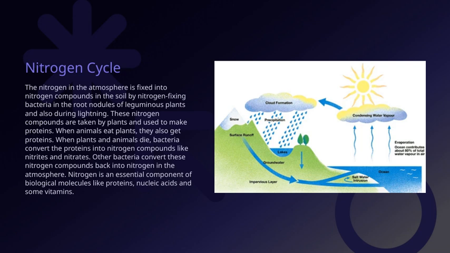When plants and animals die, bacteria step in again, breaking down proteins into simpler nitrogen compounds like nitrites and nitrates. Other bacteria then convert these nitrates back into atmospheric nitrogen, completing the cycle. This entire process highlights how nitrogen is constantly recycled in ecosystems, making it an essential element for biological molecules such as proteins, nucleic acids, and some vitamins. Understanding this cycle helps us appreciate how interconnected life and the environment truly are.